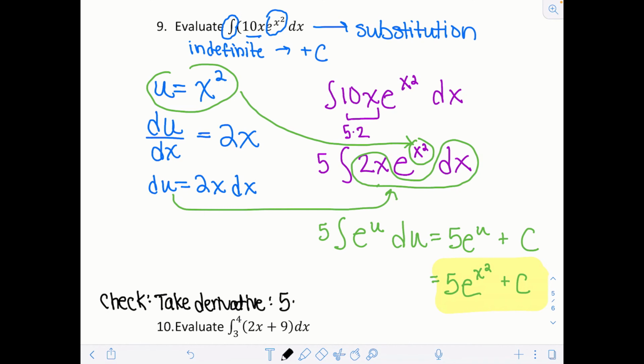So that would be 5 times e to the x squared times 2x. And then the derivative of c is 0, but we use the chain rule here to take the derivative of e to the x squared. So if we simplify this, this becomes 10x e to the x squared, which is exactly what we had in our integral.